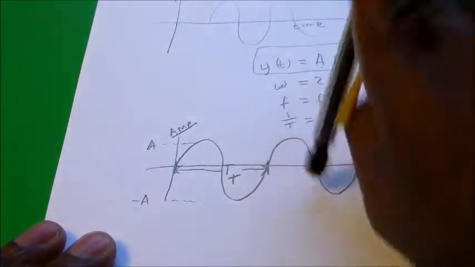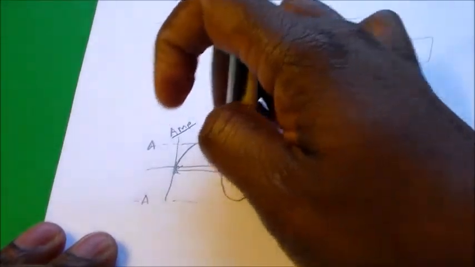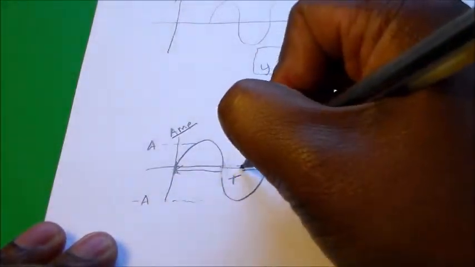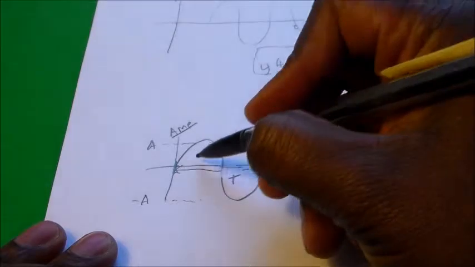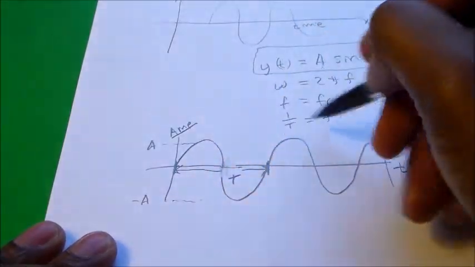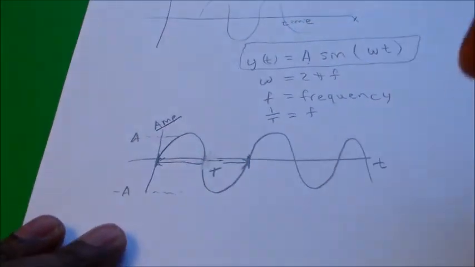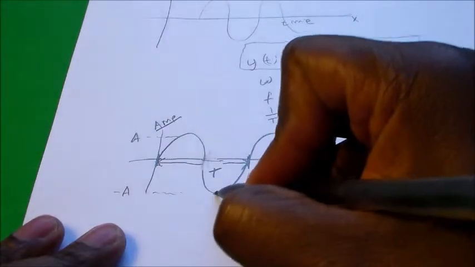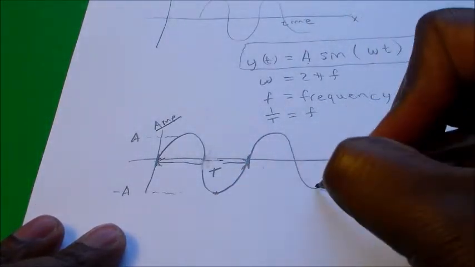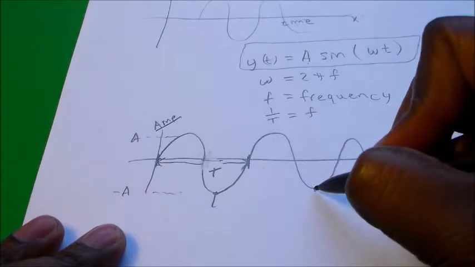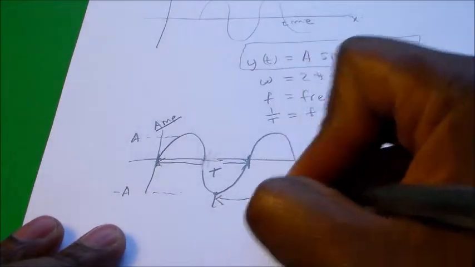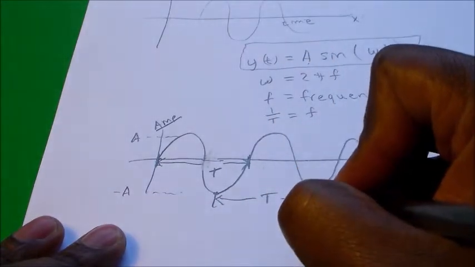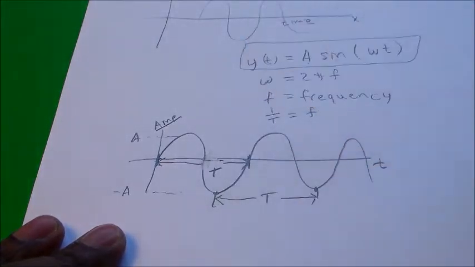Let me write a t here again. Okay, so this will be equal to 1 period. So you just pick one point on the graph and then find an equivalent point later on, and that will be equal to 1 period. So if I pick this point here and I pick this point here, the time that's found in between here and here, that's also equal to a period.